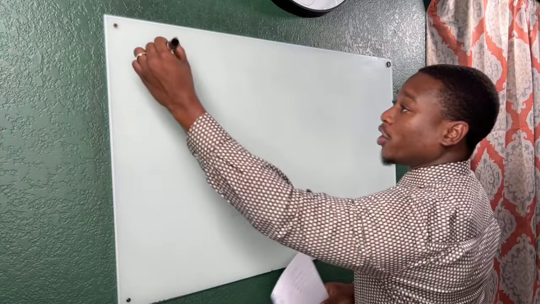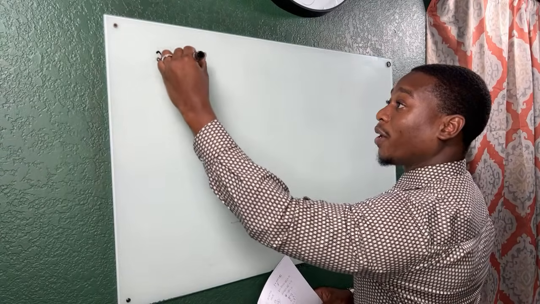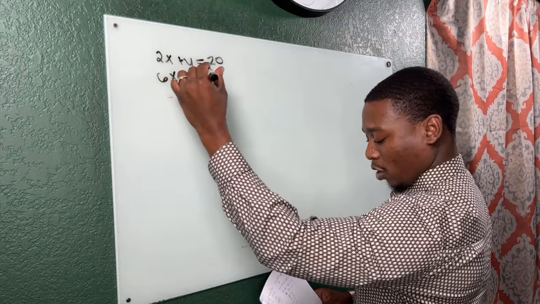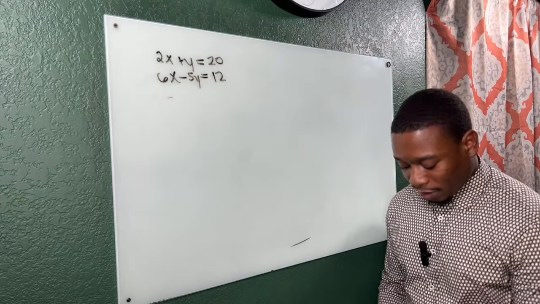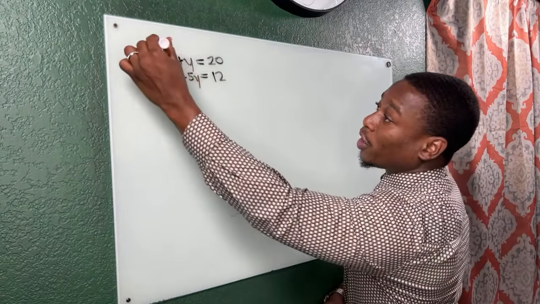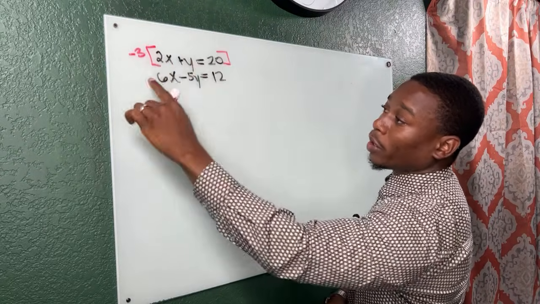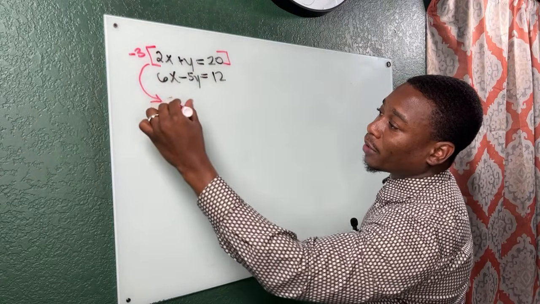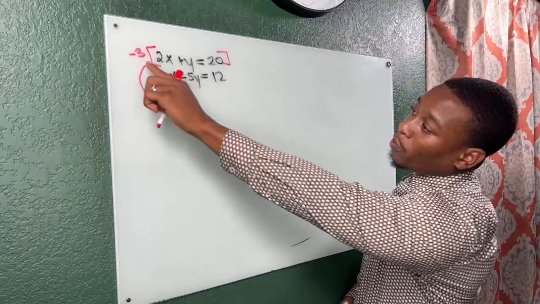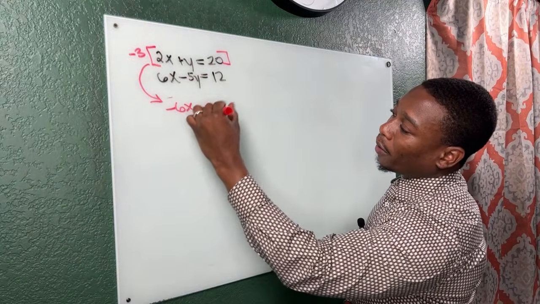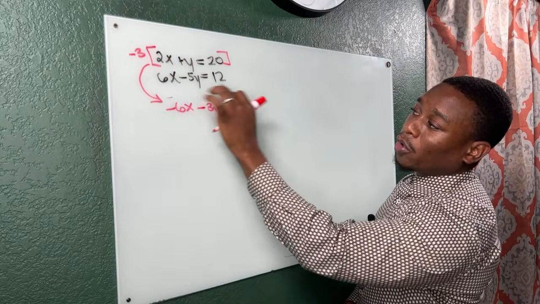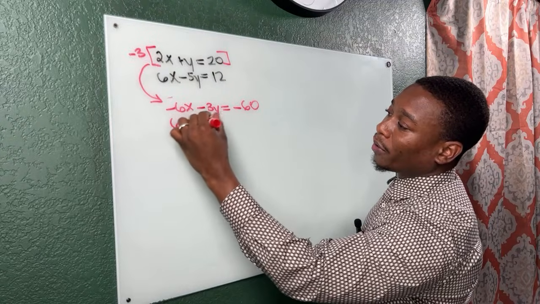All right, so systems of equations. This is what they gave us. 2x plus y is equal to 20. 6x minus 5y is equal to 12. So let's say we did elimination, right? And we multiplied this first equation by -3 so we could cancel our x's. So once I rewrite this, we have -6x, then we multiply -3 and y to get -3y. And this is equal to -3 times 20, which is -60. This equation, number 2, stays the same, so I rewrite it.